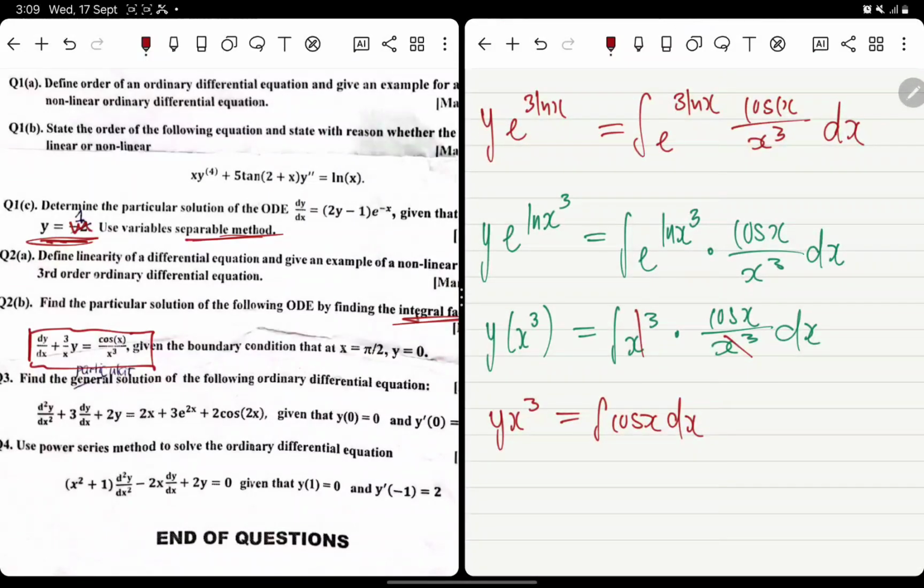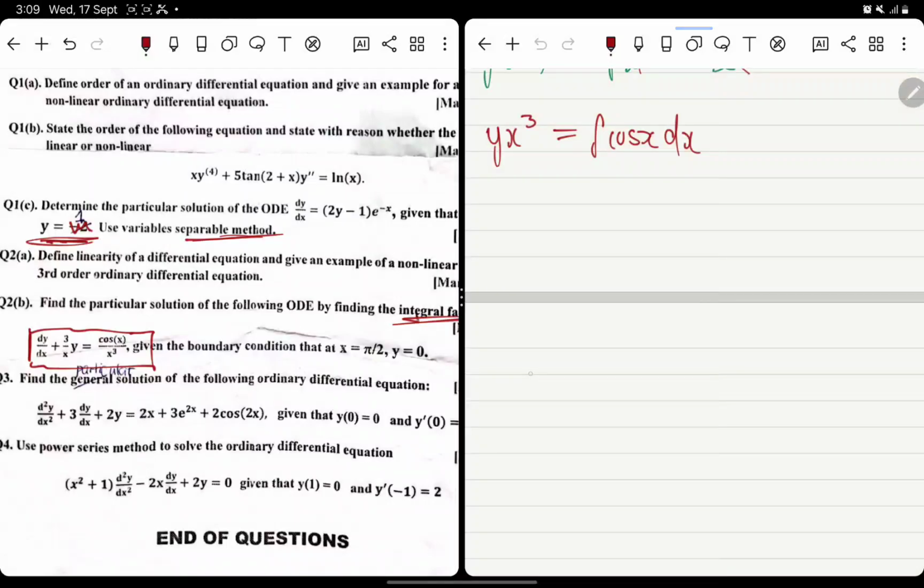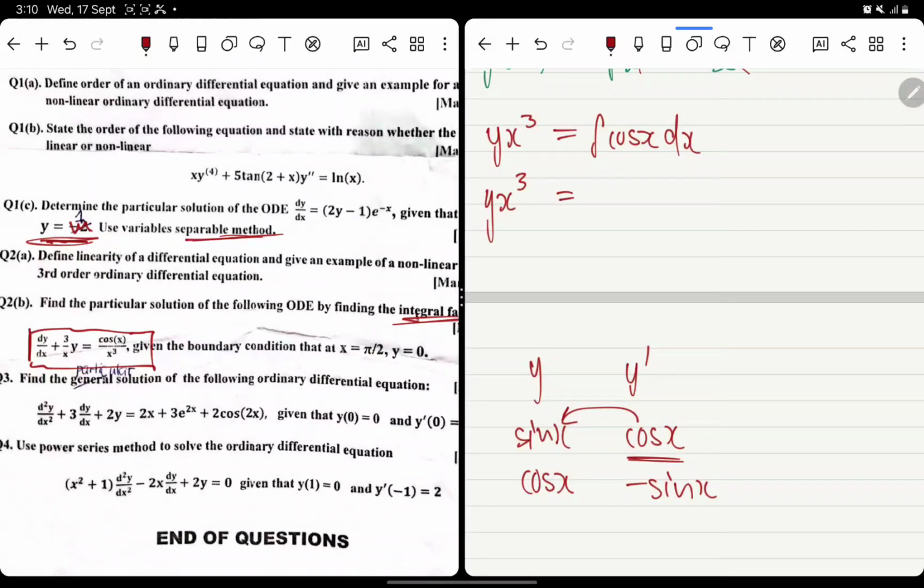Now when we integrate cos x, you need to be having your table. You need to be knowing the table of derivatives. I'm just gonna give it to you so that you have it somewhere in here in case you wanna use it. Let's do the trig ones. We have y, then we have y prime. Sine x differentiates to give you cos x. Cos x differentiates to give you negative sine x. So when we're integrating, we're going vice versa. You look for cos x, it is here. When you go vice versa, it gives you positive sine. Positive cos gives you positive sine. So we have y x cubed is equal to sine x plus c.